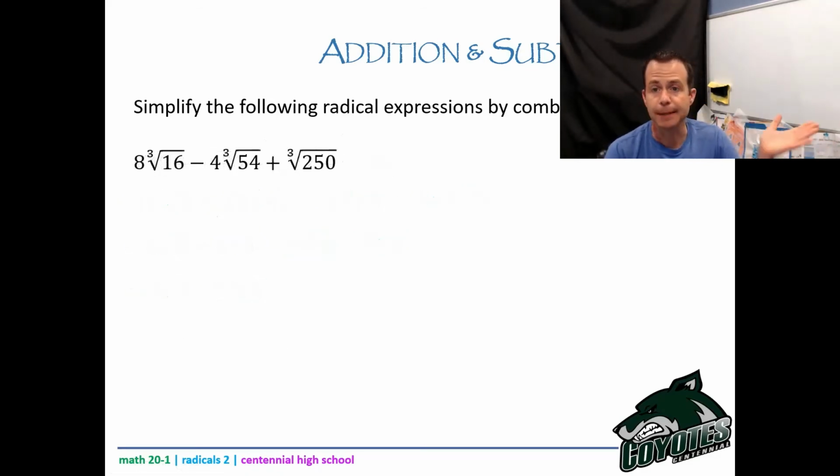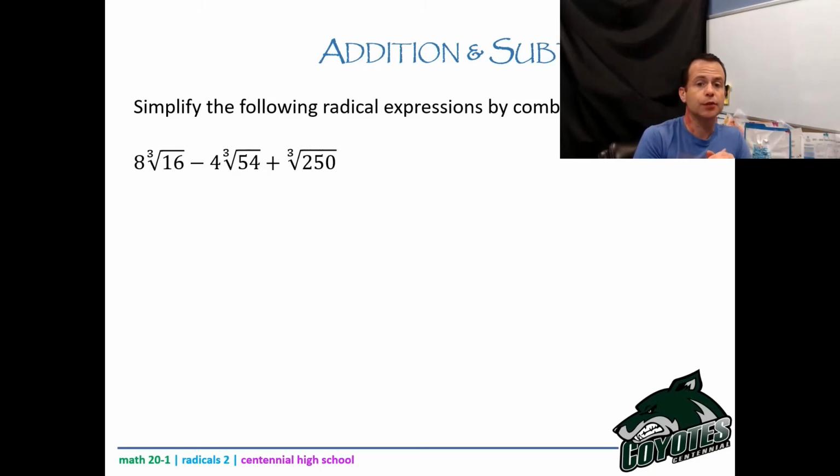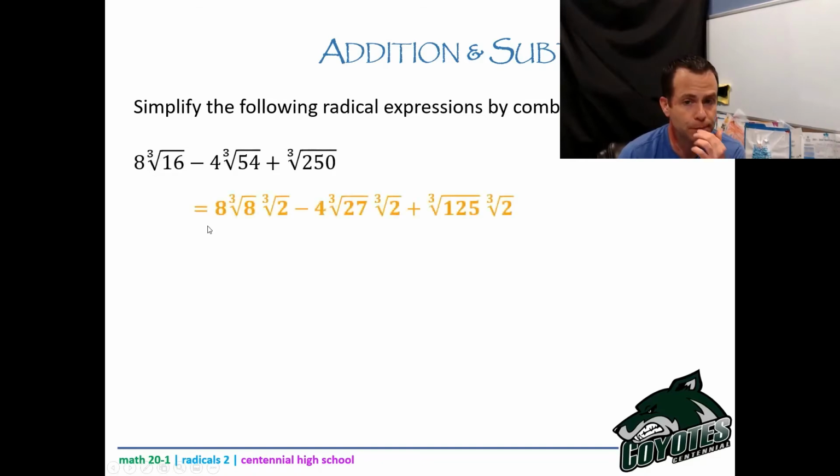Okay, same thing. The game changed slightly only because I'm throwing cube roots at you instead of square roots. You guys are pros at this now. The only thing that happens is your list changes. So now I'm looking at the perfect cube list. I see that the cube root of 16 could be broken down into the cube root of 8 times the cube root of 2.